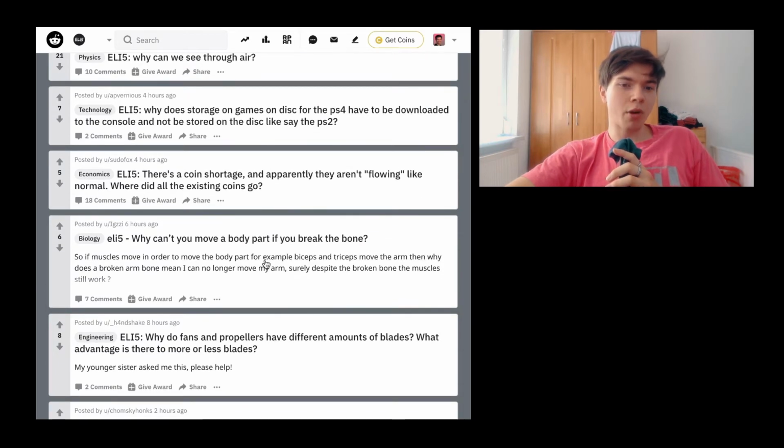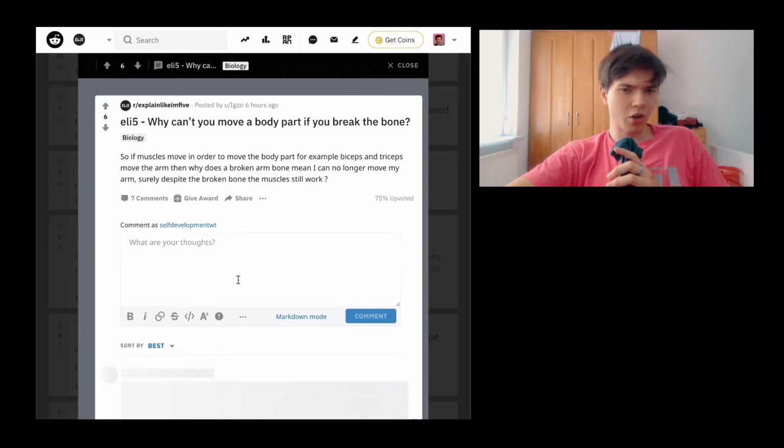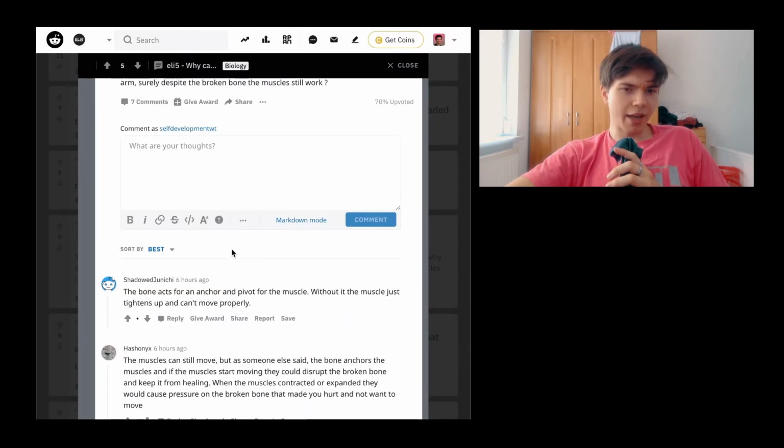Why can't you move your body part if you break the bone? If muscles move in order to move the body part, for example, bicep and triceps move the arm, then why does a broken arm bone mean I can no longer move my arm? Surely, despite a broken bone, the muscles still work? The bone acts as an anchor and pivot for the muscle. Without it, the muscle just tightens up and can't move properly.